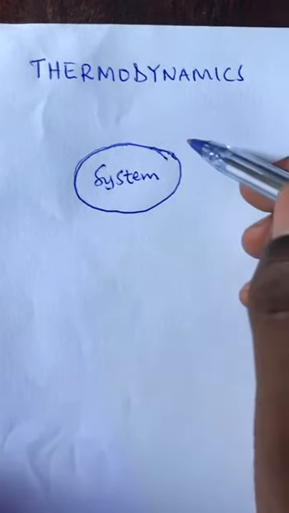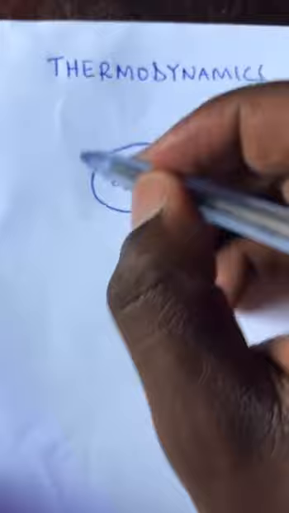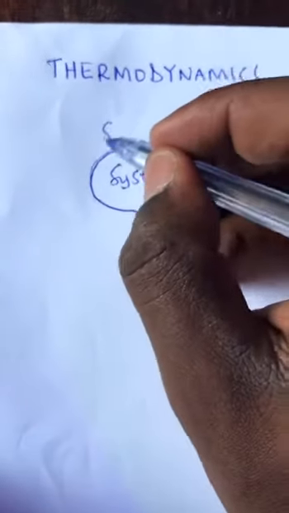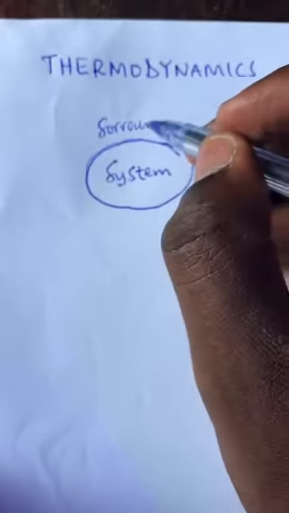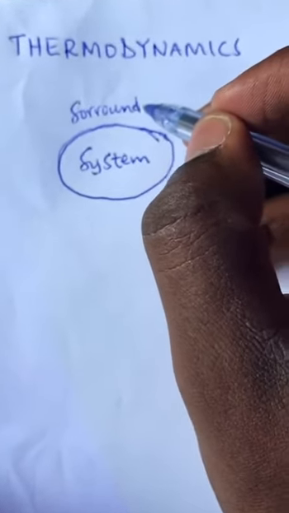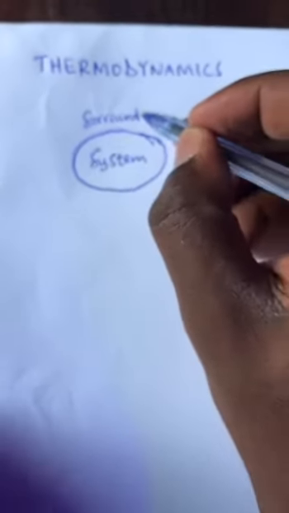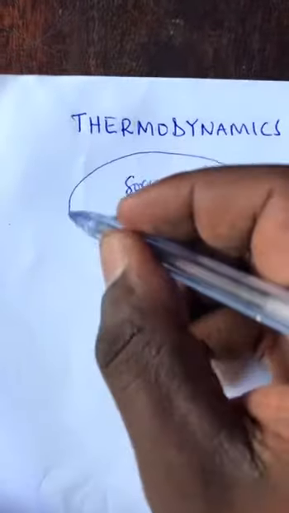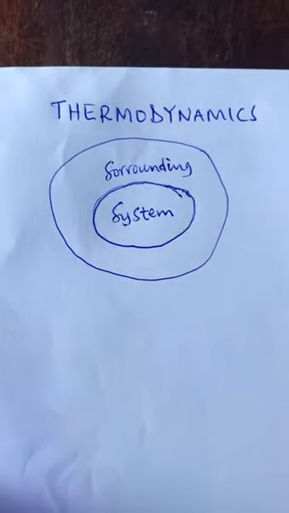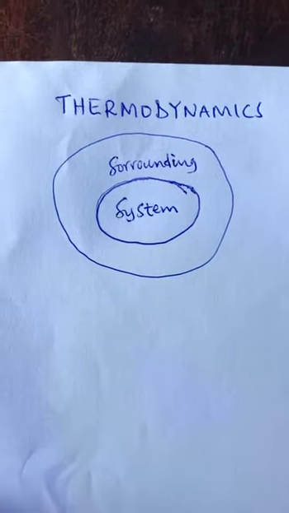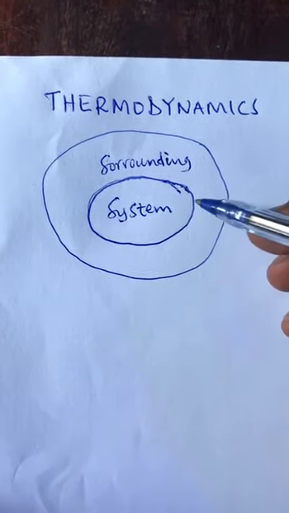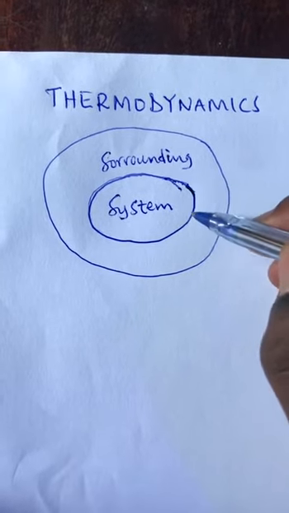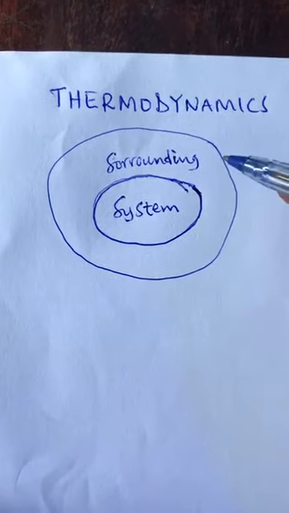Now, any system has what we call the surrounding. Anything outside this system is called what? The surrounding. So anything outside the system is called a surrounding. Now, this part is a system, so this is where the system ends. Now anything outside it is a surrounding.